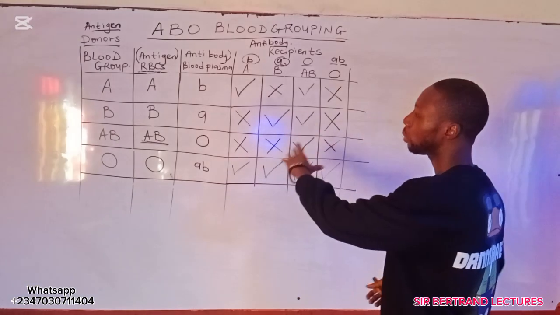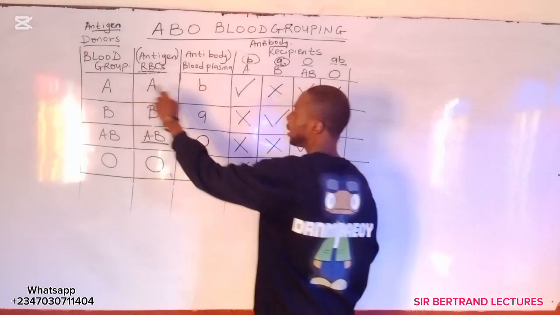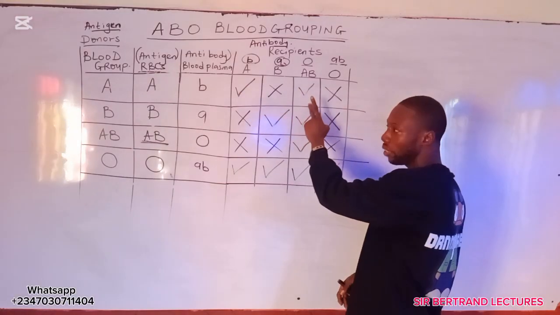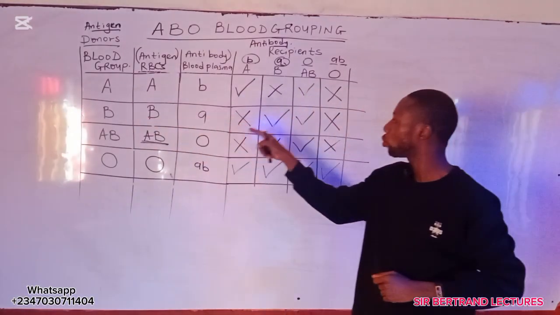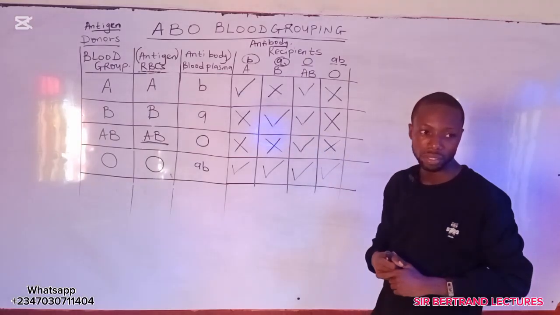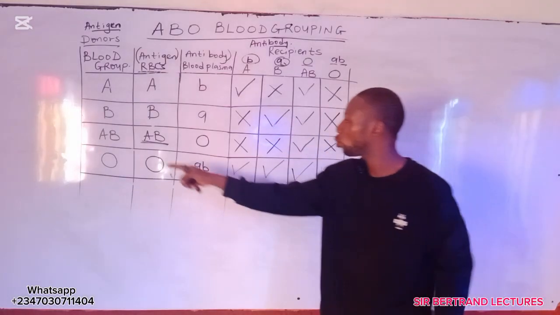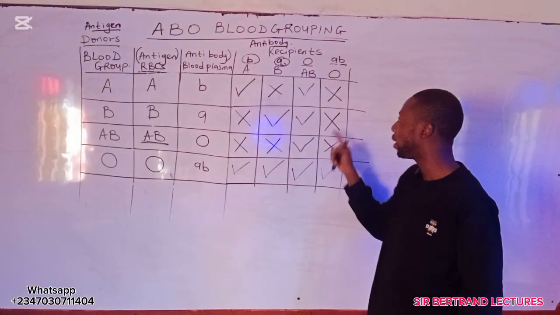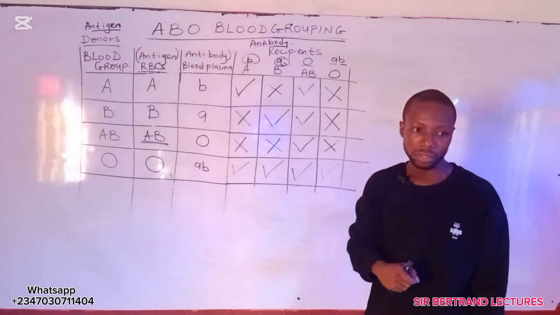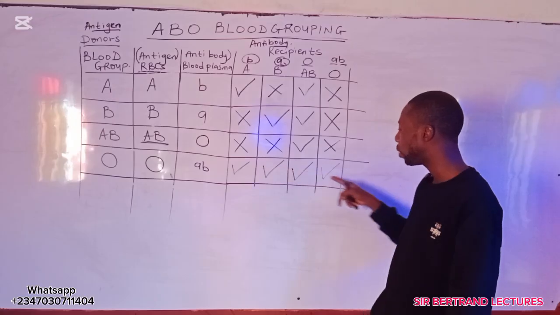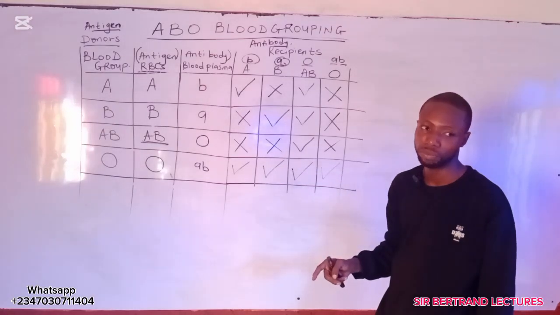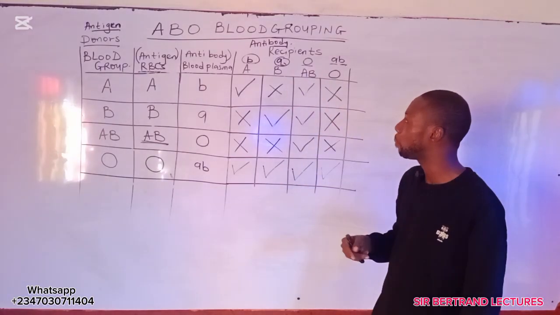Okay, if you look here on the board, blood group A can donate blood to A and AB. You understand? Blood group B can donate blood to B and AB. Okay, then blood group AB cannot donate to anybody except AB. Okay, then blood group O donate blood to every group. Okay, then over to the recipient.